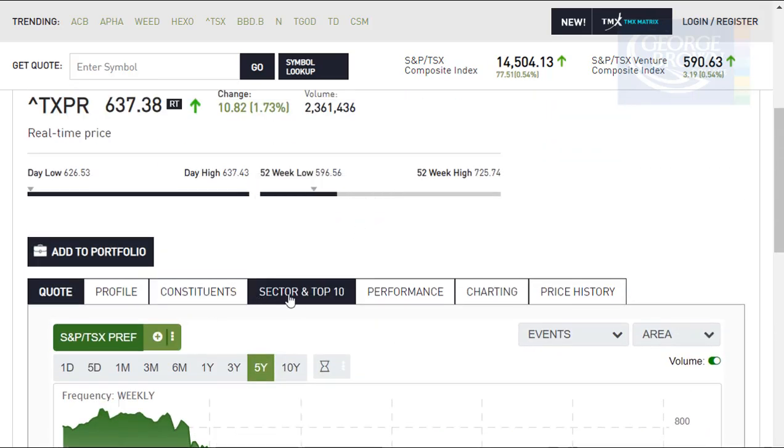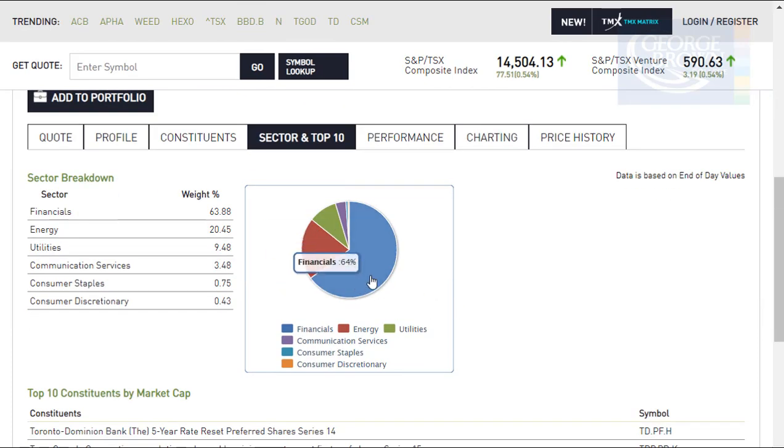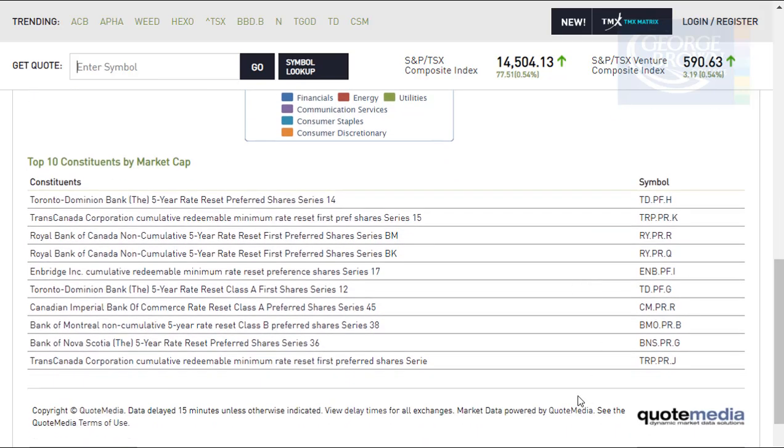But what we want to look at is perhaps the sector in top 10. You can see that financials heavily dominate. So banks issue preferred shares, and then it's followed by energy companies in Canada. Okay, so in terms of the preferred share index, financial companies are making up 64%. Okay, so you can see here some of the different preferred shares in terms of the top 10.